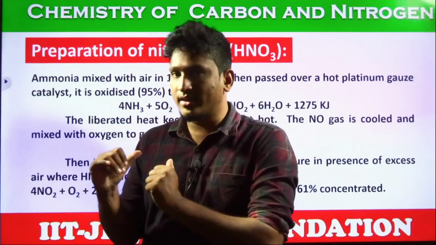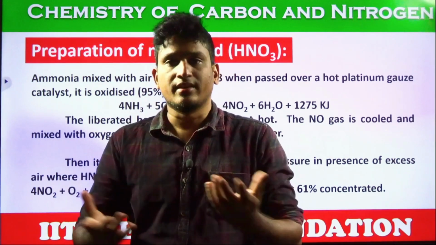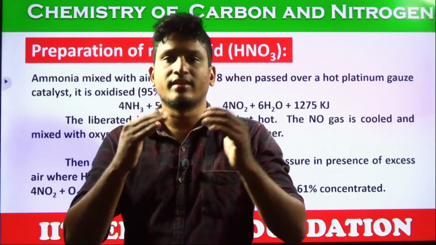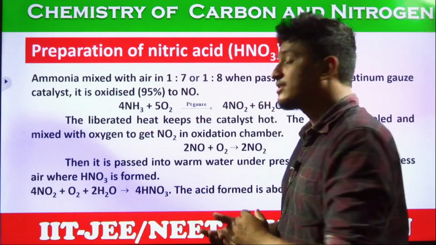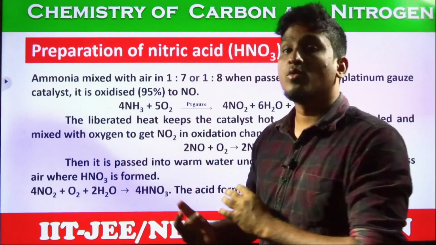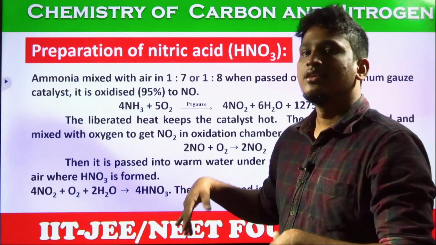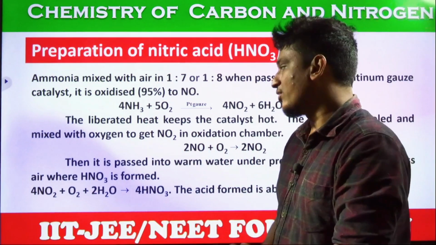That means water is already there, sir. You already know a concentrated acid mixed in water becomes diluted, and the concentration depends upon the relative amounts. So here, 61% concentrated nitric acid can be synthesized using ammonia, mainly in the presence of oxygen. The intermediate products are nitric oxide and nitrogen dioxide.